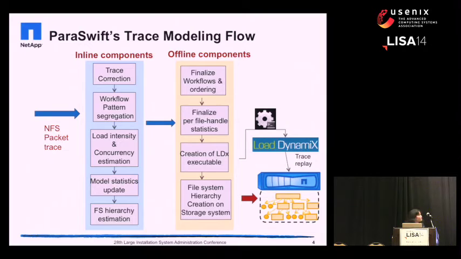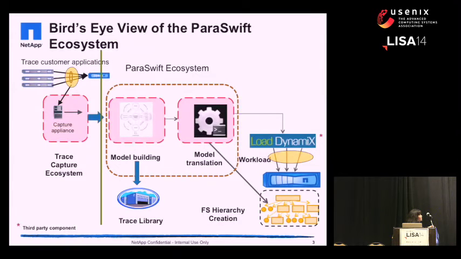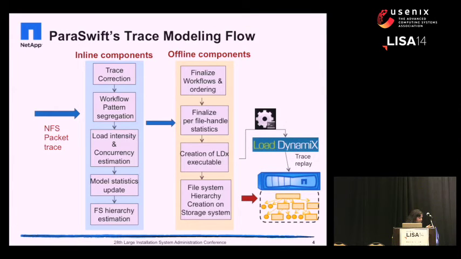So this is, as a short introduction, what this tool is. Let me go to the next slide. Yeah. So this is the bigger box, which opens up what are the techniques that we actually put in to make ParaSwift ready, right? So we have two pipelines within ParaSwift. One is called the inline pipeline, which is basically as the IOs or the NFS packets are coming into this software, we process each IO by IO, and then do some transformations on the trace.